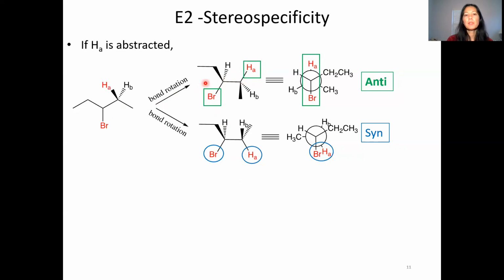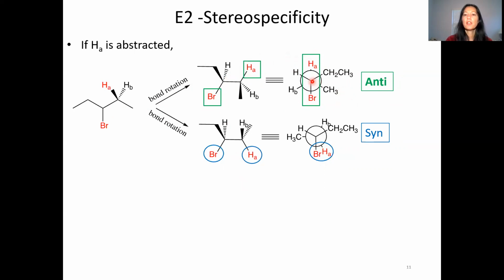If I was standing here looking down this bond towards this direction, I would see that the bromine is down and the hydrogen is up. So a Newman projection could look like this: bromine down, hydrogen up, and they're exactly opposite each other. Hydrogen's on top, bromine's on bottom. That's anti-periplanar.